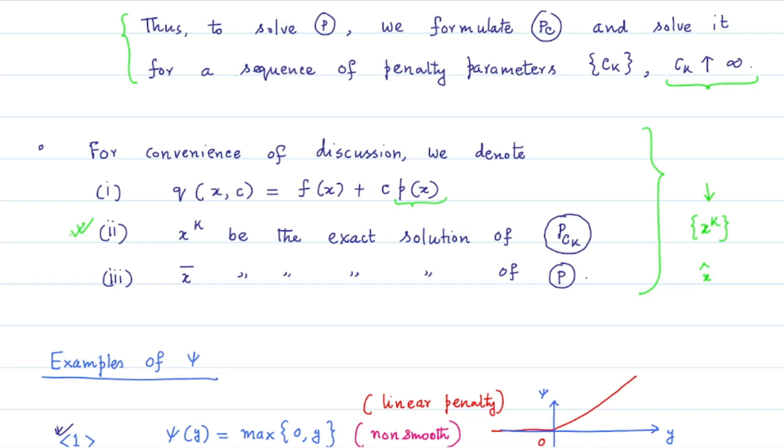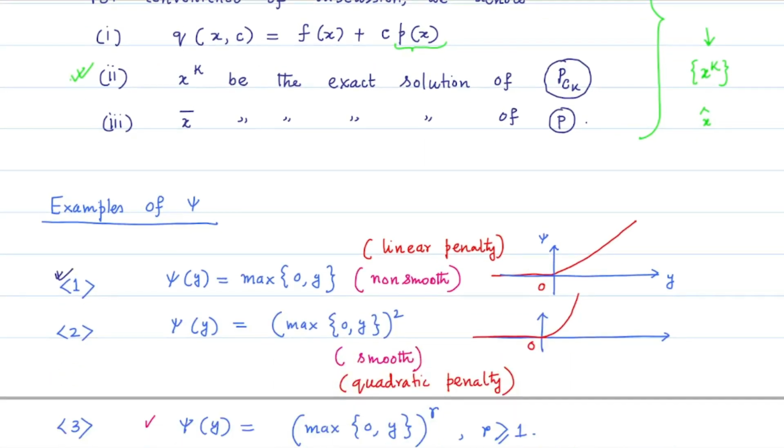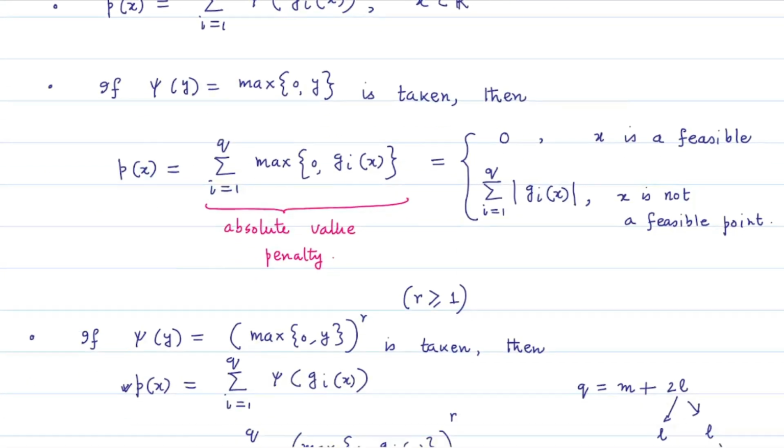We have an affirmative answer here, and that is the penalty convergence theorem, which states that if all the functions fx and all gis are continuous, then any limit point of this sequence xk solves the original problem capital P. To prove this result, we require a few side results. I will consider those side results in terms of a lemma. I'll prove this lemma first, then I'll go for proving the penalty convergence theorem.